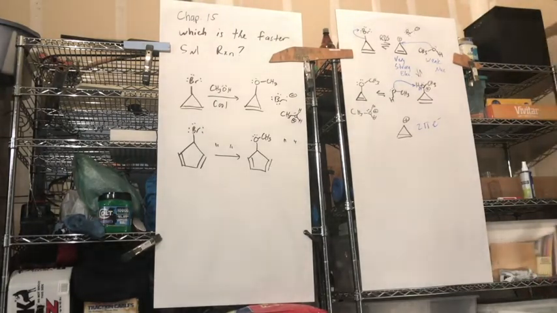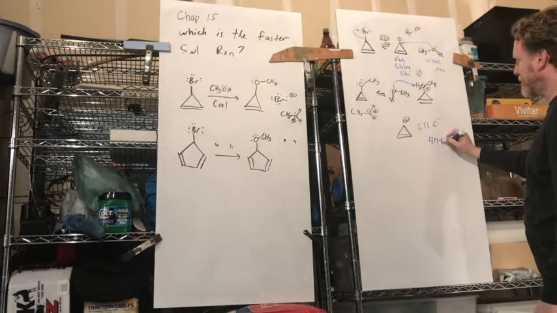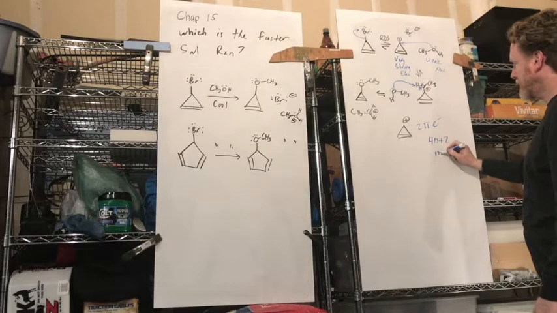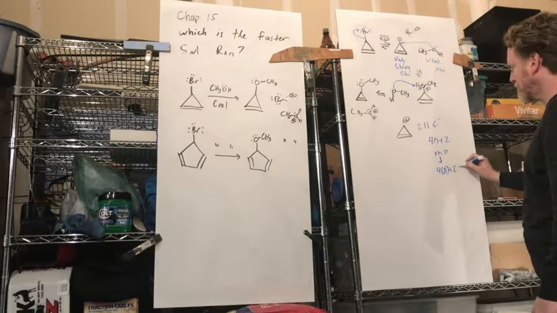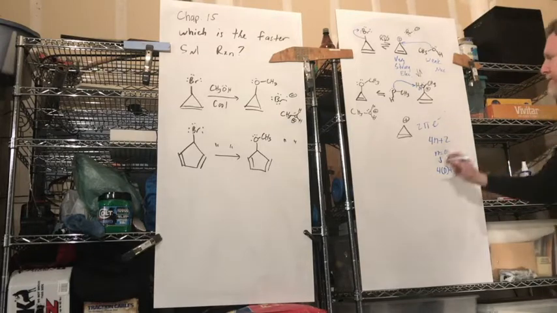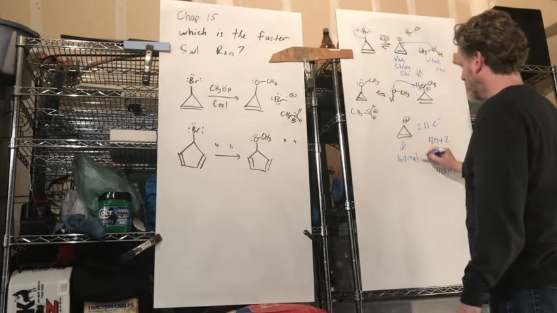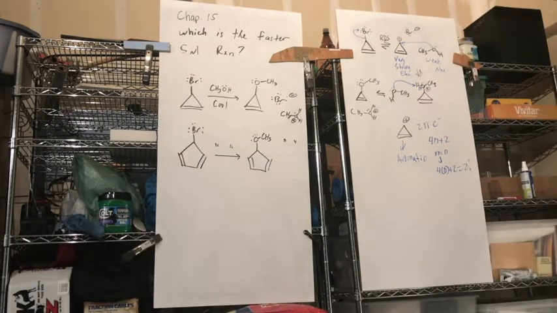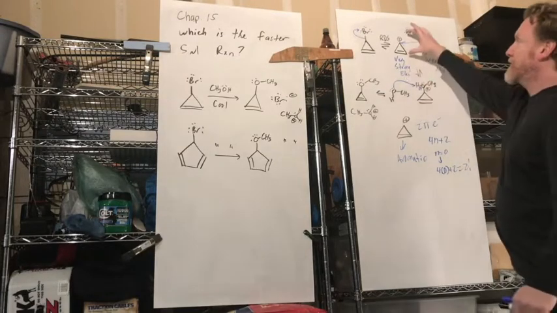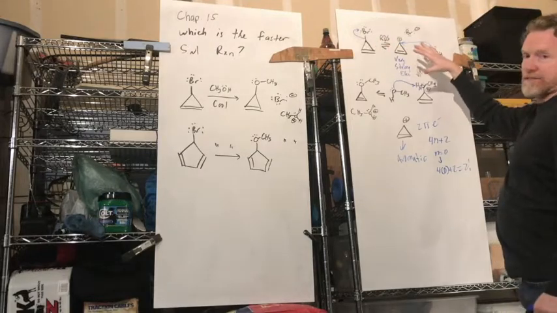Does that fall under the category of being aromatic? Let's see, 4n plus 2. When n equals 0, we get 4 times 0 plus 2, which is 2. Yep, this is aromatic. So that means it'll be a much lower energy carbocation than you might expect. And if it's low in energy, then that means it's easier to form, and it should be a fast reaction.